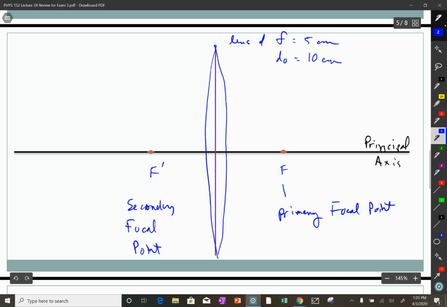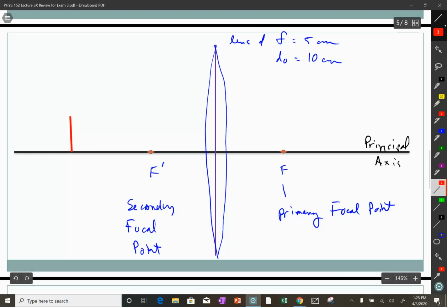Now I need to add my object. So my object, I'm going to draw it as an arrow. And if this is the focal length of 5 centimeters, then it's going to be out here at 10 centimeters. And I'm doing this without benefit of a ruler. So that's, I think that's too close. It's not quite vertical, but we'll go with it. I think that's about right.